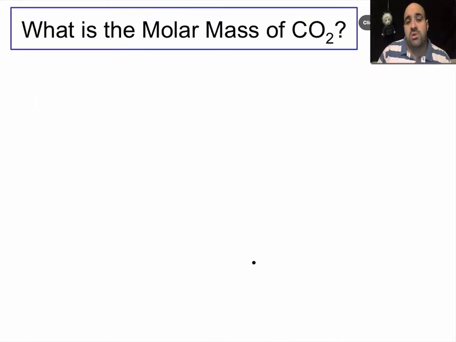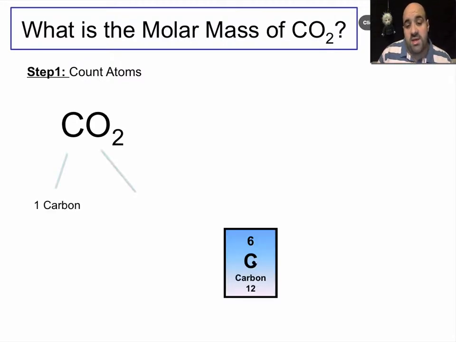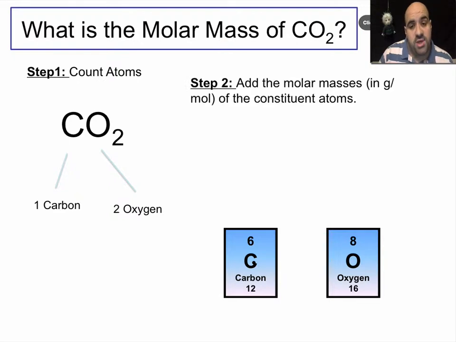So let's look at CO2. What is the molar mass of CO2? Our first step is to count atoms. How many carbon atoms? How many oxygen atoms? We have to make sure we can read chemical formulas. This one's pretty simple, but they do get more complex. There's 1 atom of carbon, which has a molar mass of 12 grams per mole, and there's 2 atoms of oxygen. Oxygen is 16 grams per mole for a single oxygen.